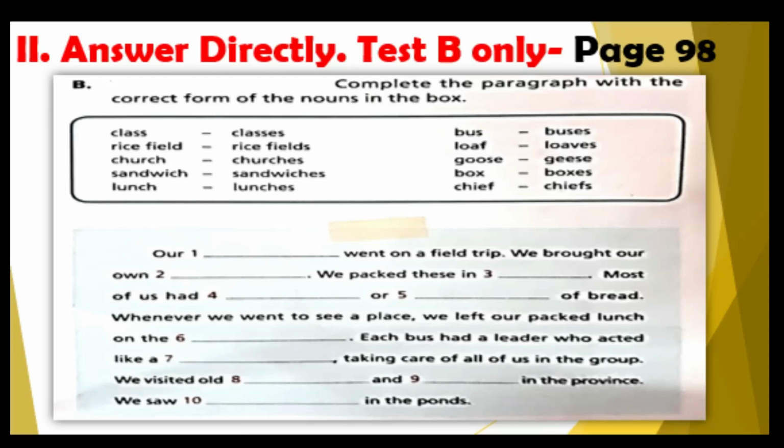For your second activity, just answer directly. Test B only. This activity can be found on page 98. Just complete the paragraph with the correct form of the nouns in the box. You have to answer 1 up to 10.